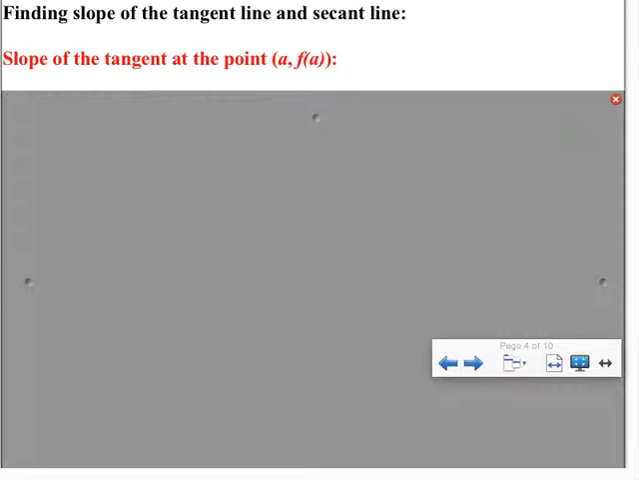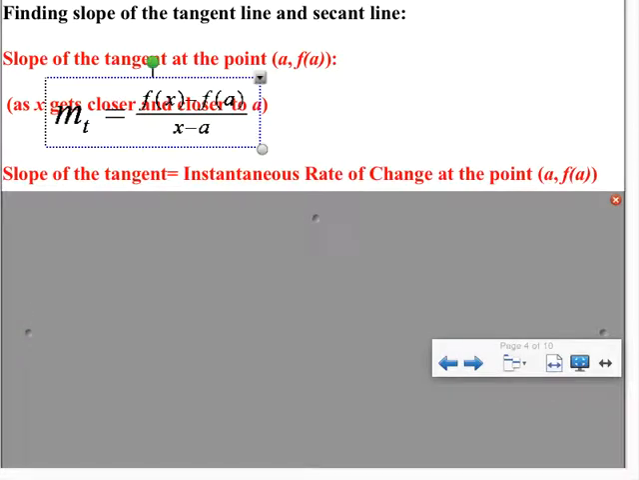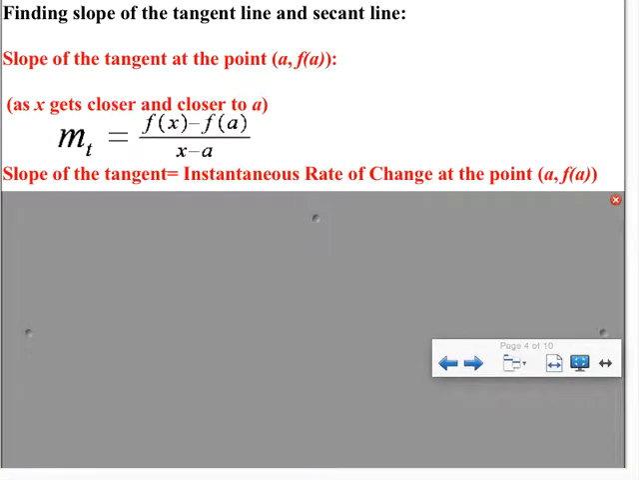To find the slope of a tangent line at some point A, f of A, so it's just an x and a y, A is the x, f of A is your y. Let me change that. We are looking as x and A get closer and closer and closer together, until the gap is so minimal that we could not even recognize it. It just becomes f of x minus f of a over x minus a.